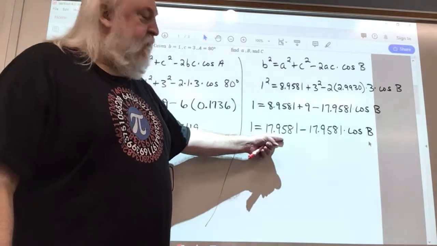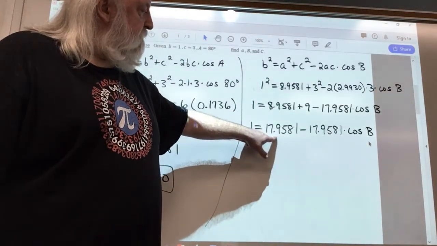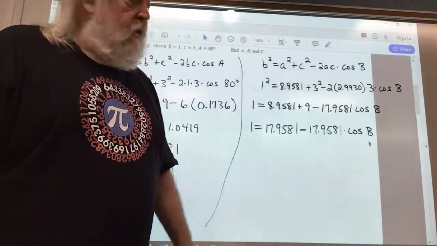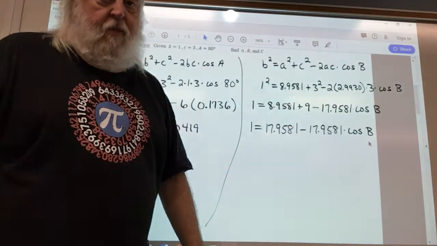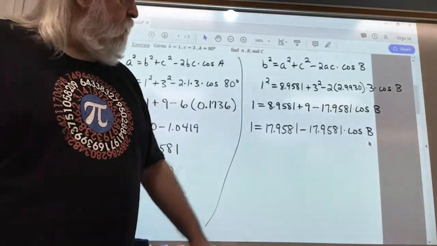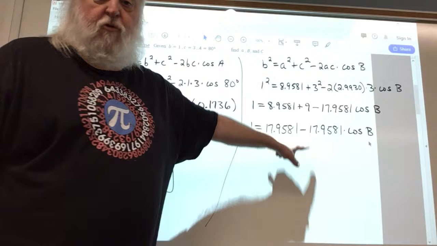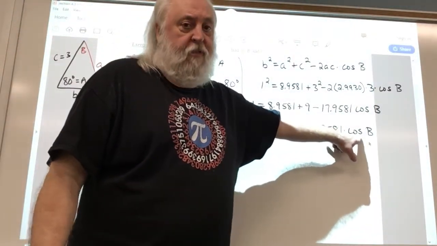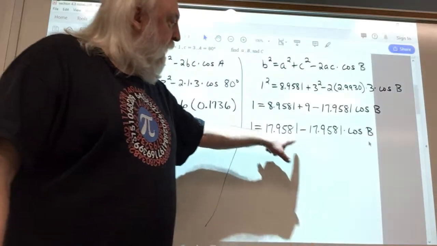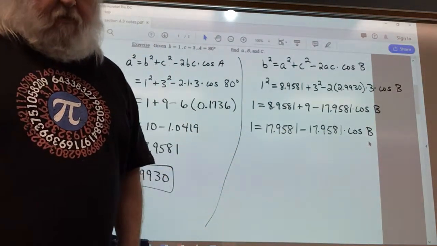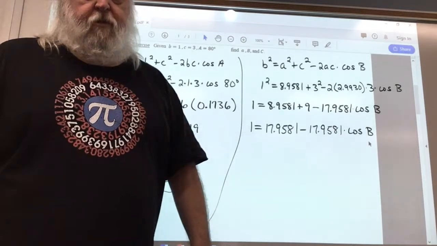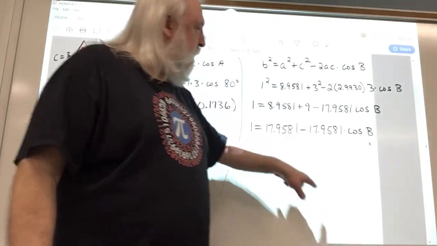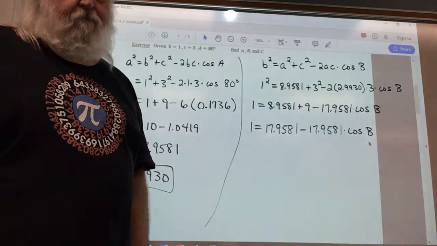Now at this stage, you might be tempted to say 17.9581 minus itself is equal to 0, and so this is equal to 0 times cosine B. And that would be wrong, because order of operations says you have to do multiplication before subtraction. And this 17.9581 is being multiplied by cosine B, so you can't subtract these two numbers from each other. Some students will do that, and that's incorrect. You have to multiply this number by cosine B and then subtract it from this number.